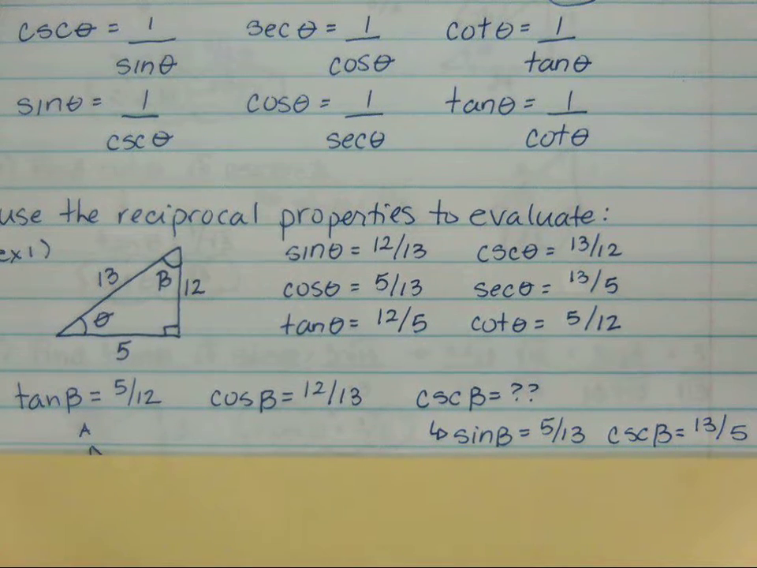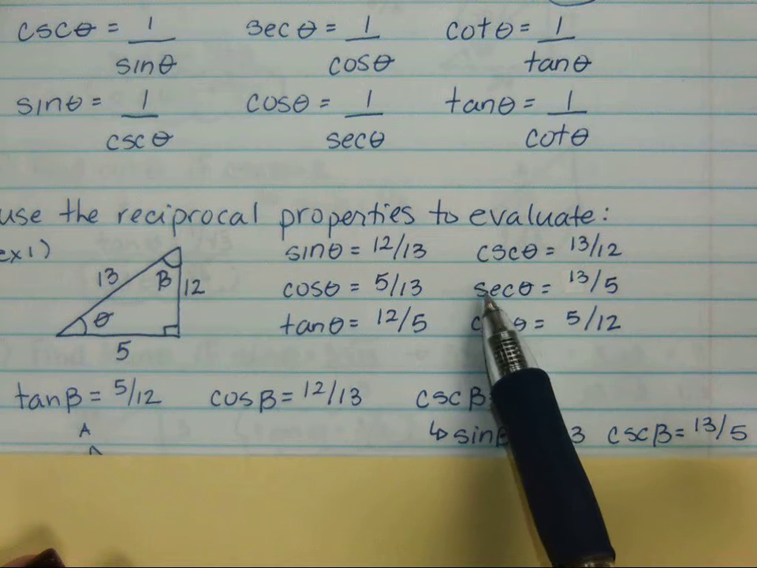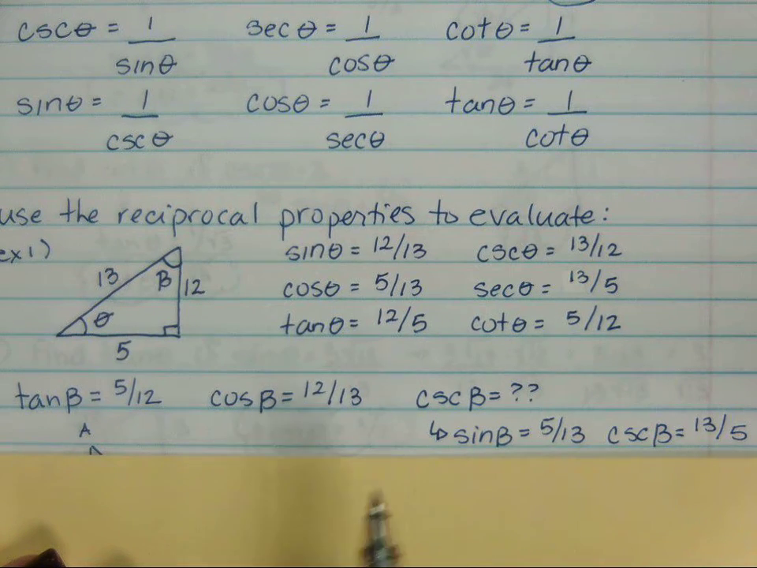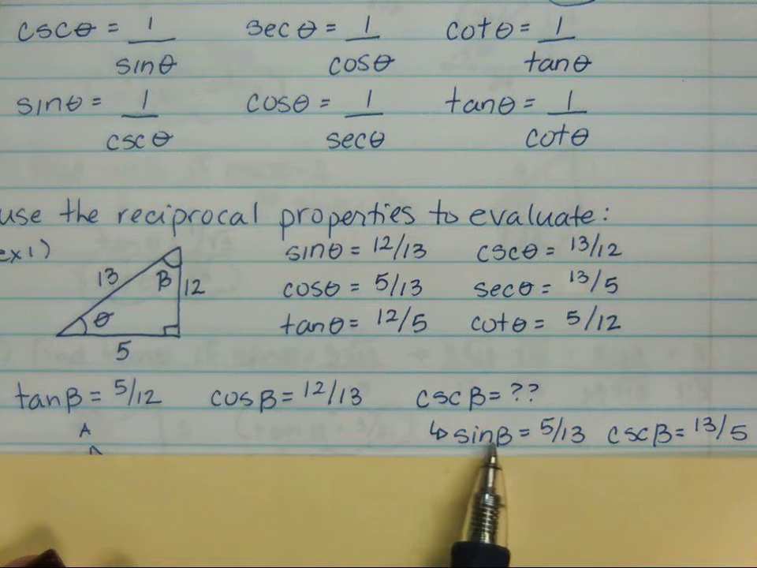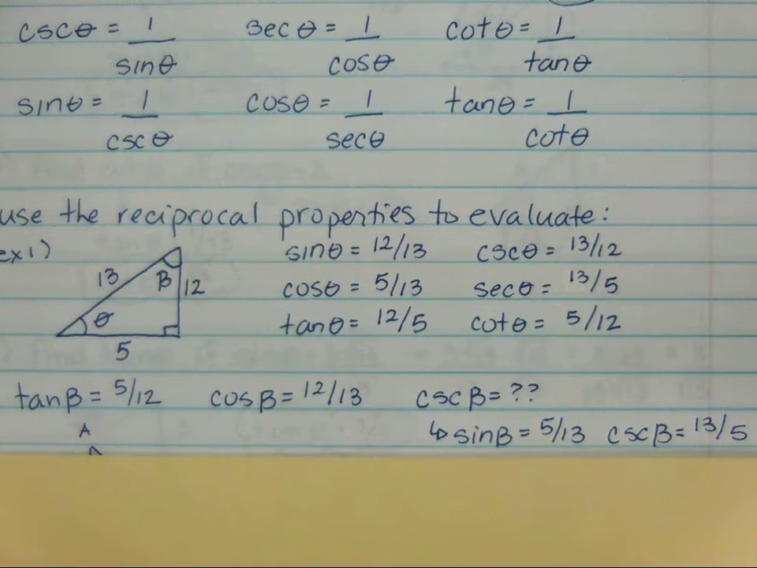So if you're asked to find one of the trig functions, sine, cosine, or tangent, it's really easy to use SOHCAHTOA. But if you're asked to find cosecant, secant, or cotangent, you're going to need to know the reciprocal function that goes with that, so that way you can flip the fraction. So let's look at one more.